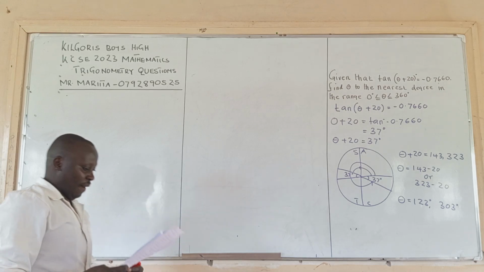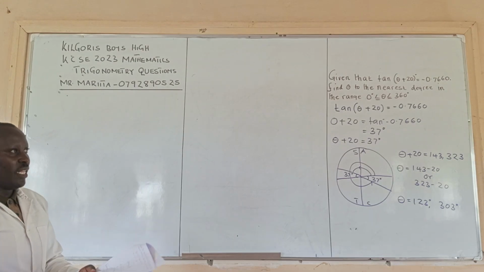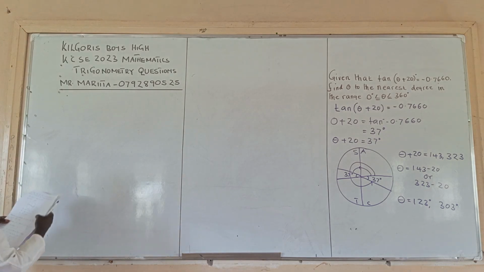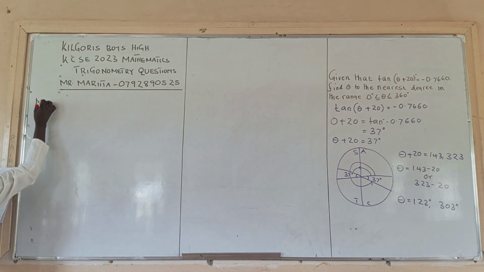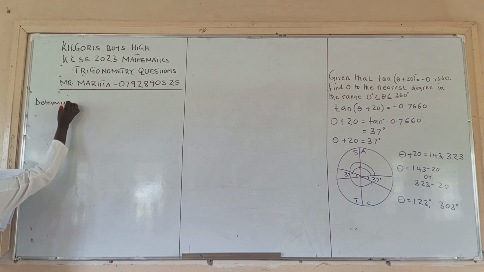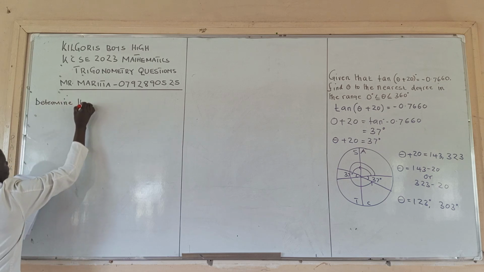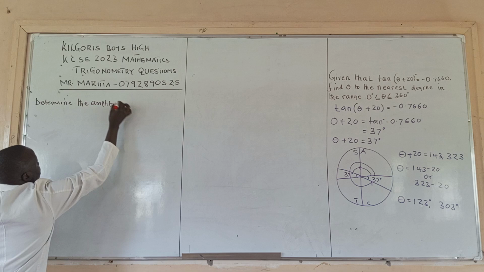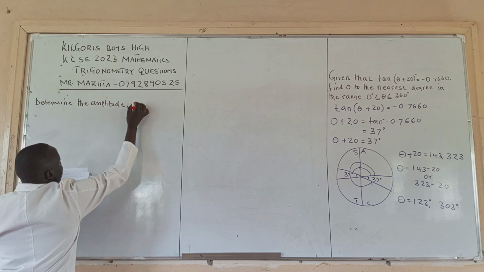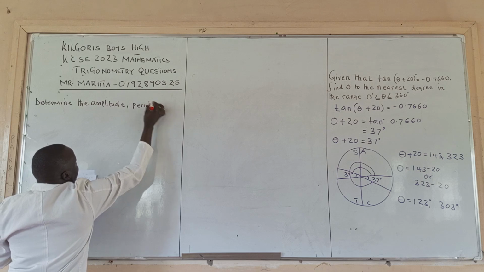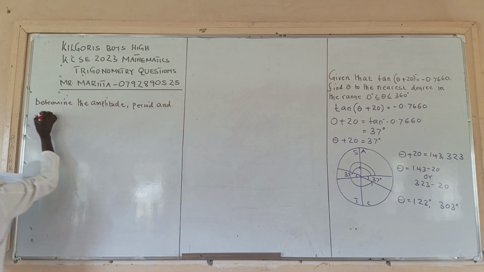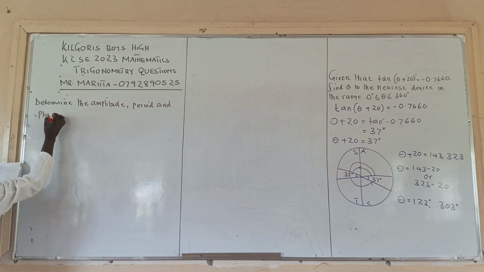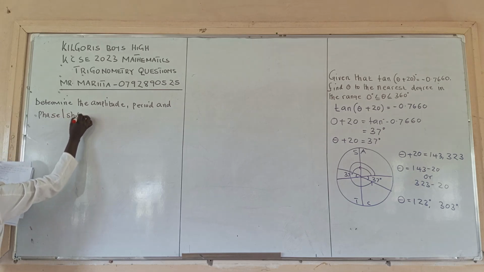So our next question here: determine the period and the amplitude. So here we have been given to determine the amplitude, period, and phase angle. Determine the amplitude, period, and then we talk of the phase angle, or sometimes we call it the shift angle.